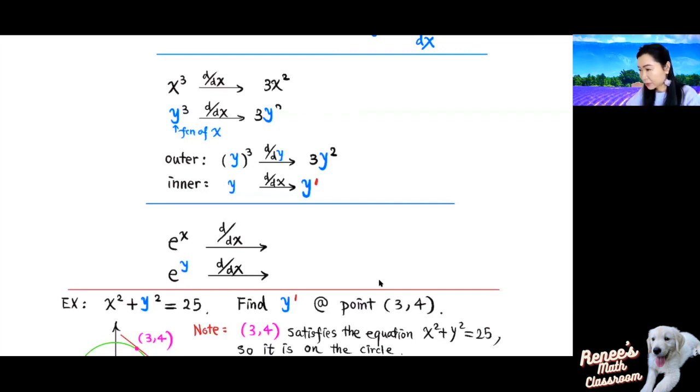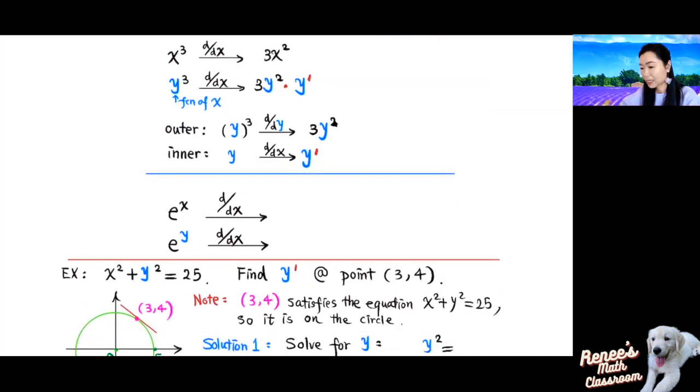You see the difference between this one and this one. This one here is just x, so you get 3x squared. This one here is not just x. It is a function of x, so you have to use the chain rule. So you get 3y squared, but you have to times the derivative of this inner function with respect to x, which is y prime. Question?